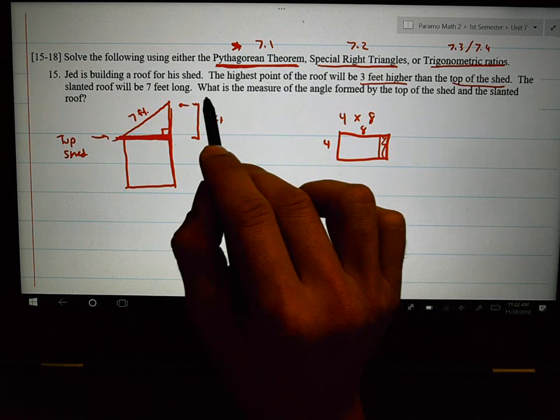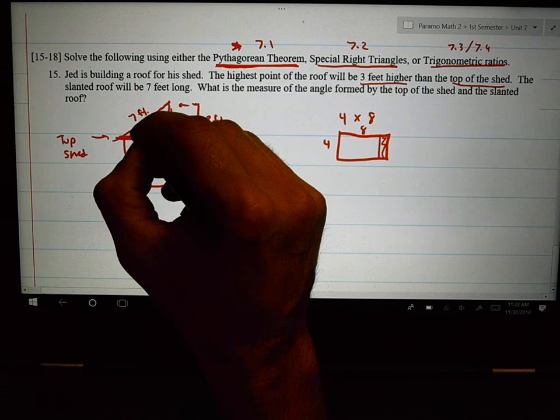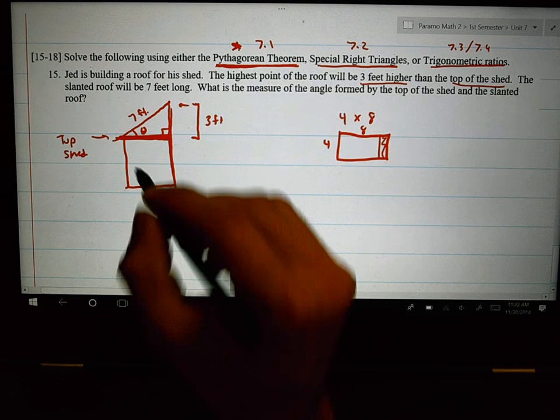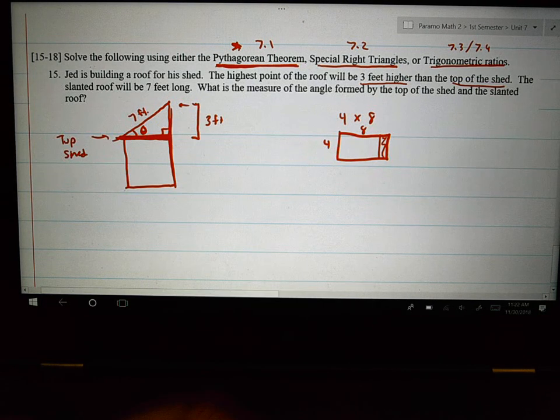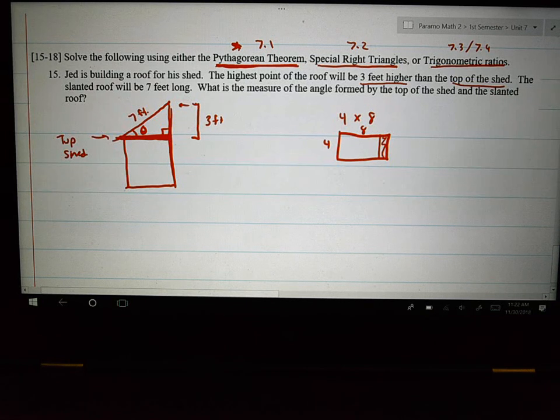What is the measure of the angle formed by the top of the shed and the slanted roof? This is what we're trying to find right there. What's this angle? That way we know what to cut the rafters by when we go to our miter saw. This is the kind of math that you could actually use in real life, and it happens in construction all the time. How do we find it?